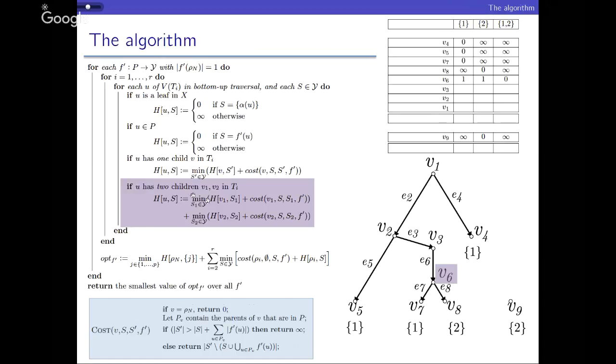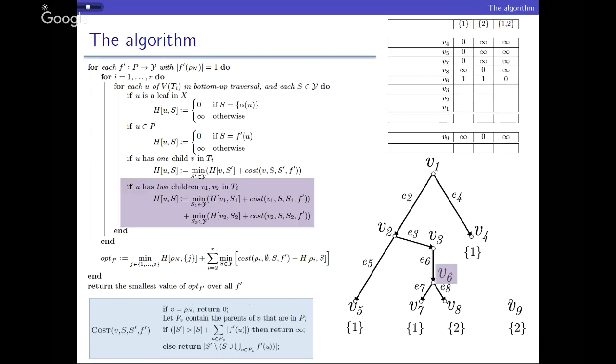And in that case, the cost of associating U to S is the minimum over all state assignments S1 for the first child, V1 of U, of the cost of associating V1 to S1, plus the cost of changing from S1 in V1 to S in U, plus the same for the second child. And this cost is ugly to see, but easy to understand. So if we are the root, we have zero because we have no father, so it does not cost anything.